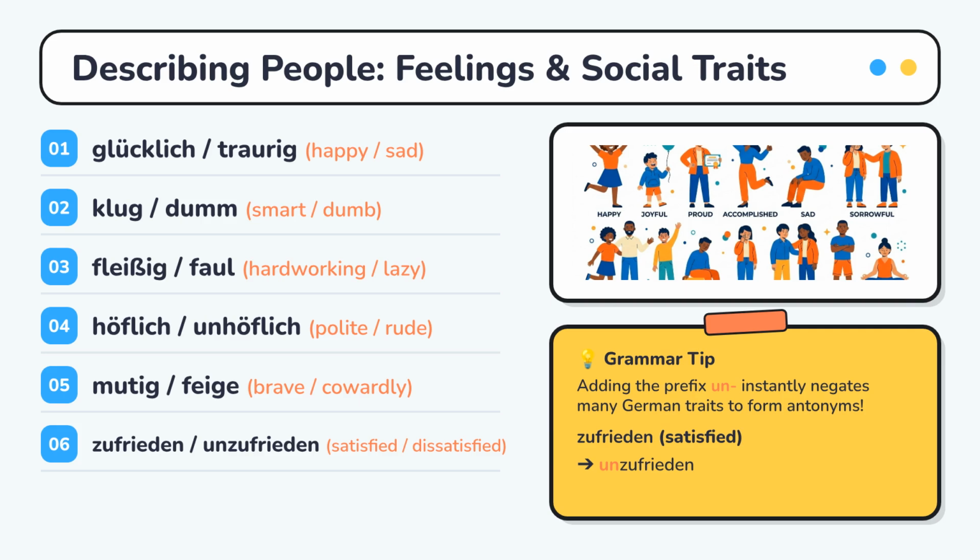Höflich and unhöflich, polite and rude. Mutig and feige, brave and cowardly. And zufrieden versus unzufrieden, satisfied and dissatisfied. Quick tip for listeners. That prefix un is your secret weapon. Just like in English, it's an easy way to negate a trait.